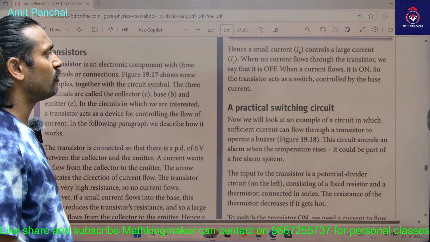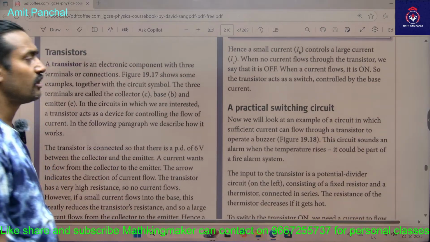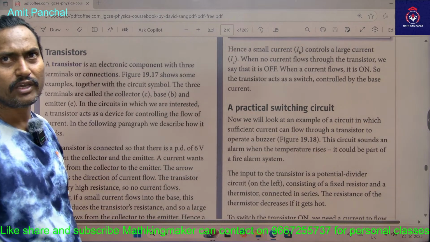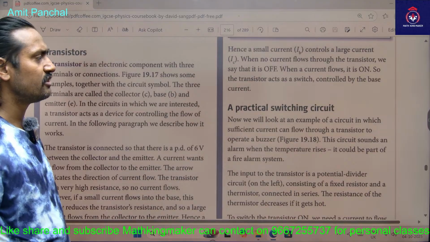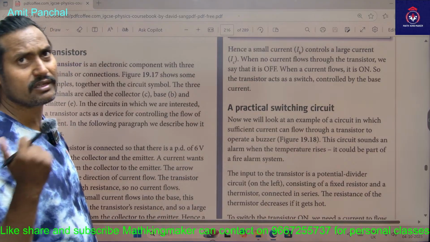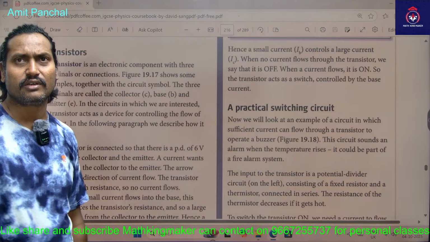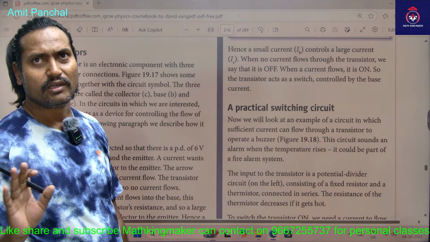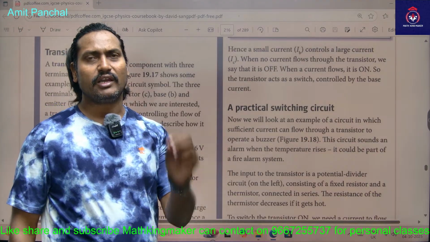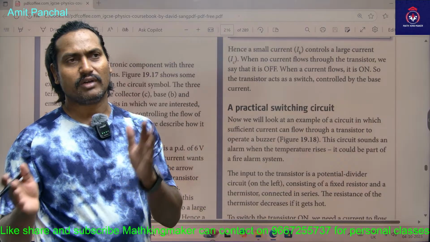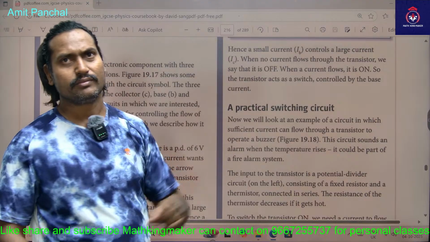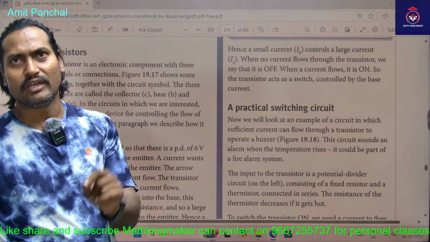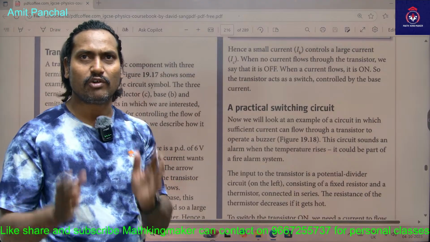When no current flows through the transistor, we say it is off. When a current flows, it is on. So the transistor acts as a switch controlled by the base current. The basic idea about the transistor is: whenever you have base current, whatever current you want to flow from IC to IE will be controlled by IB. If there is no current in IB, then you don't have output.